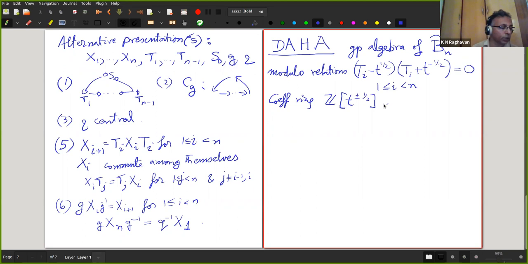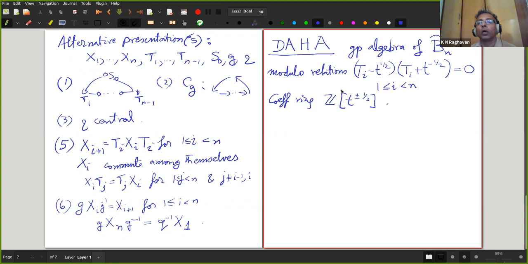So we've seen the Hecke algebra, right? So this should sound familiar. Let me write out the other forms of writing this equation. So here is one form.